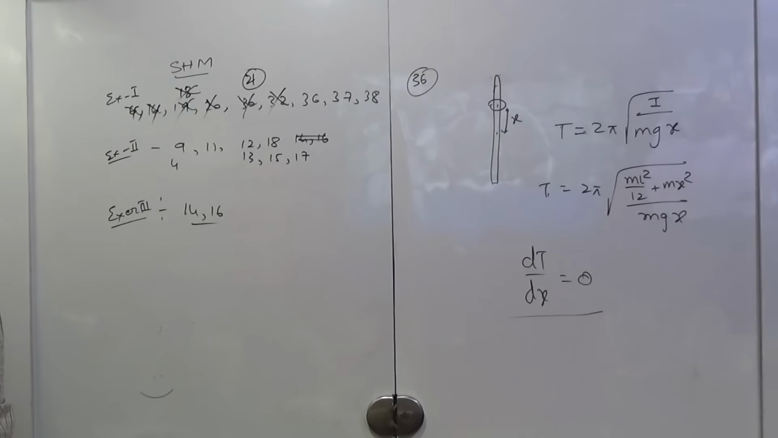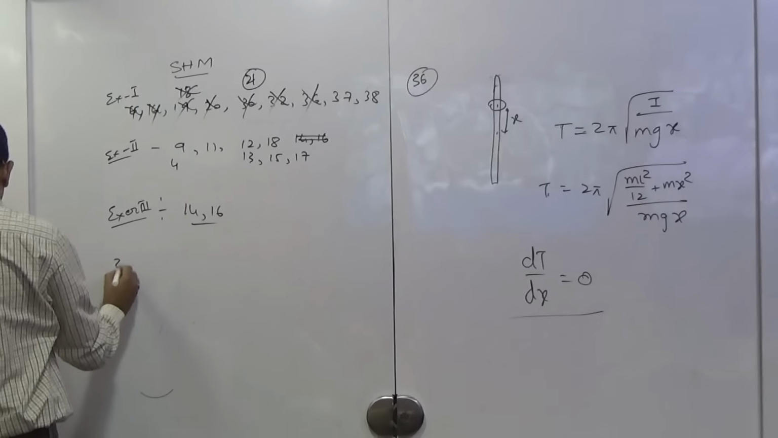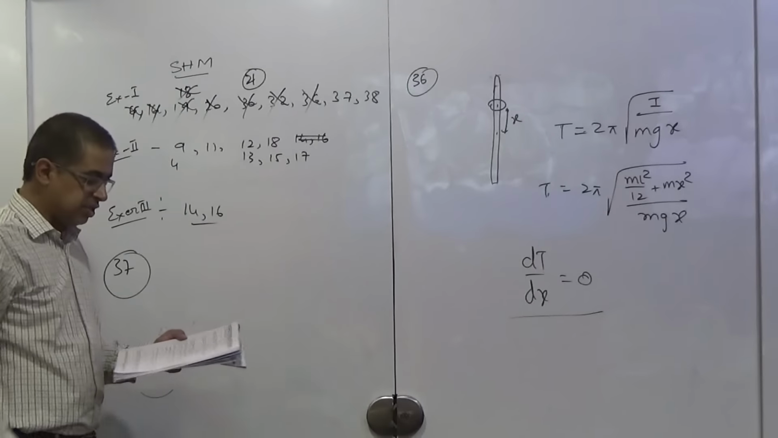Say something. Yes sir. Yes sir. 36, 37, identify. Now you know how to do the 37th here.